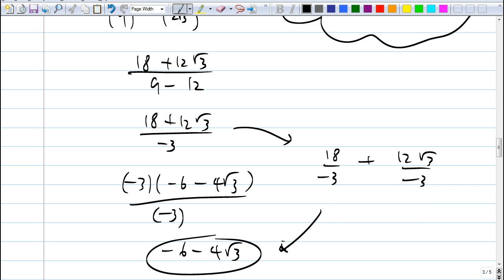Because I noticed, listen, each of these terms, 18 and 12 rad 3, contains a factor of 3, doesn't it? So I could do it this way also. But it's the same thing as factoring out a negative 3, right? And canceling it out. Any questions? Do you see how this works? Yes? That's the key idea. Okay? Let's see if we can do one more.